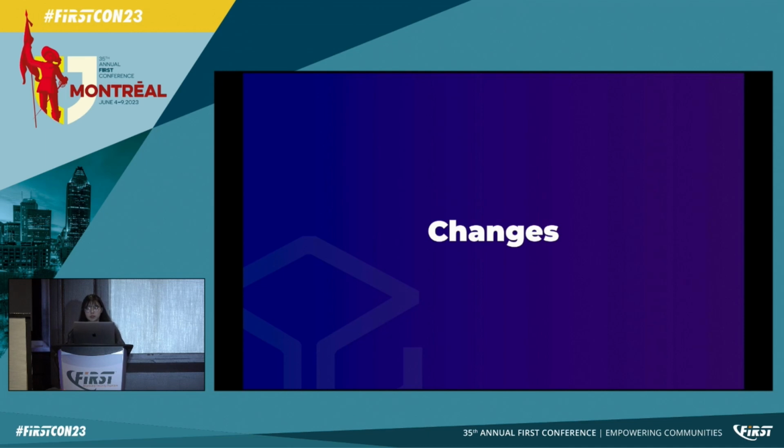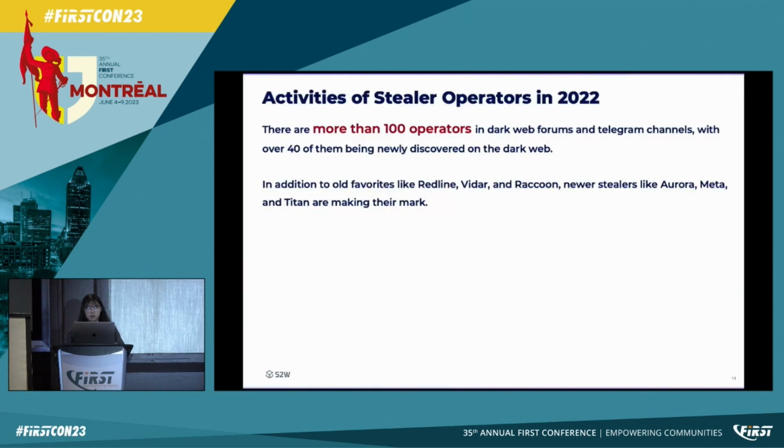Now let's take a look at how the stealer ecosystem has evolved to get here. There are more than 100 operators in the dark web and Telegram channels, with over 40 of them newly discovered in 2022. In addition to old favorites like RedLine, Vidar, and Raccoon, newer stealers like Aurora, Meta, and Titan are making their mark.